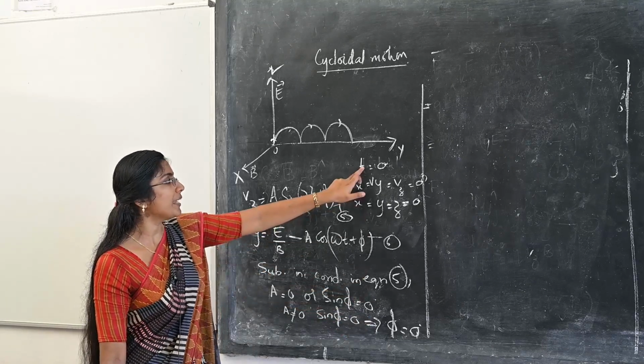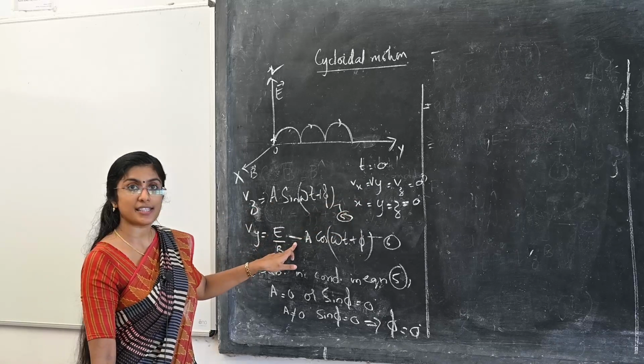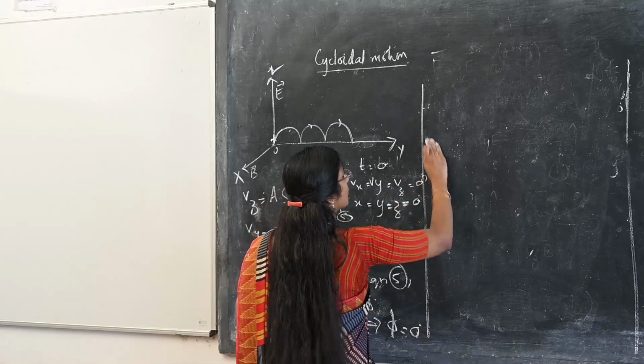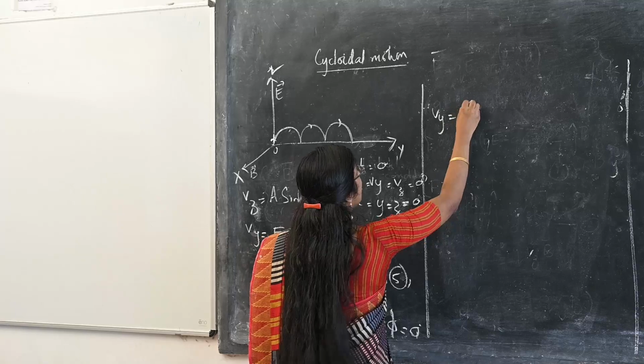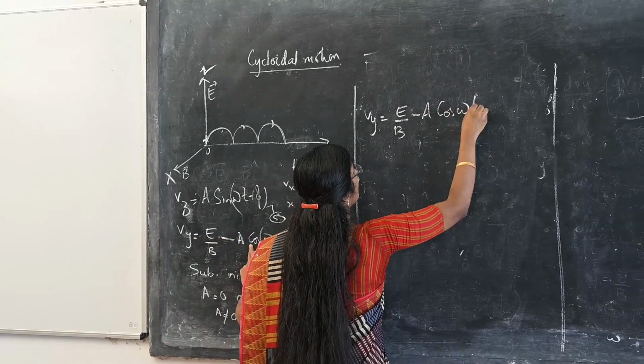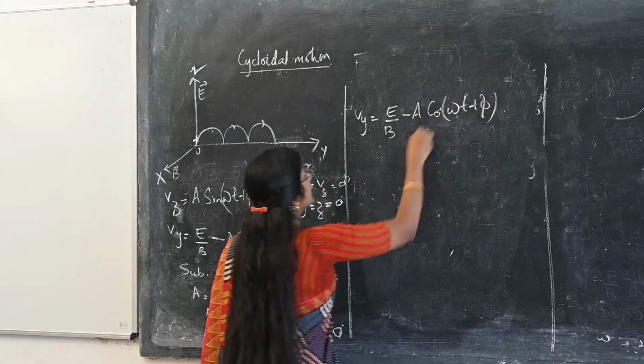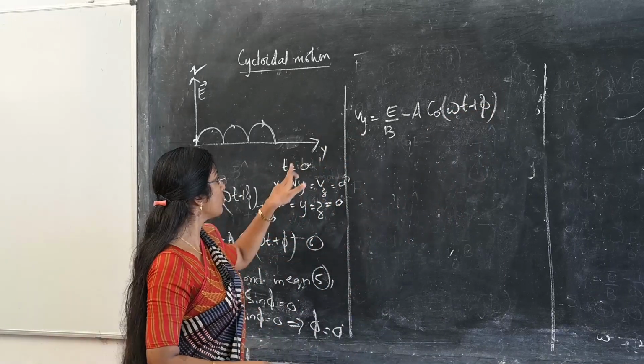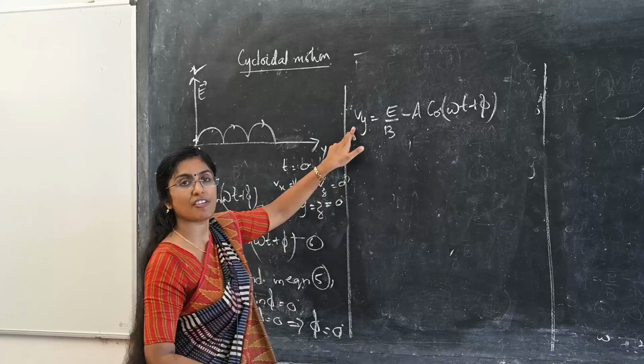Now we are going to apply our initial conditions to equation 6, that is the equation for Vy. Vy is equal to E by B minus A cos(omega t plus phi). So applying the initial condition means I am going to give t equal to 0 and Vy equal to 0.